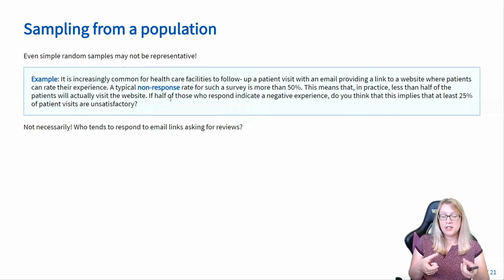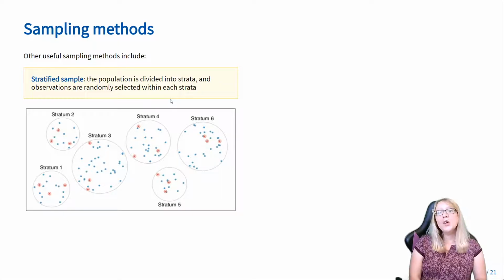The people who tend to respond to surveys, for example, have strong opinions, either on the positive side or the negative side, and that can certainly affect the quality of our data. So what are some other sampling methods that we can use?